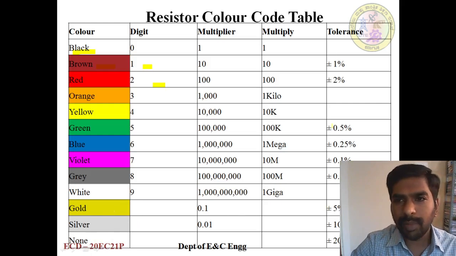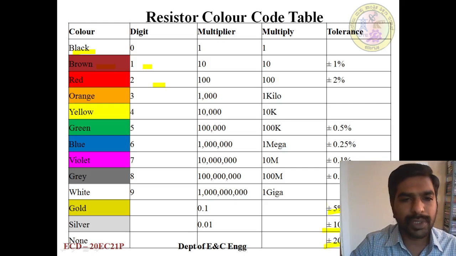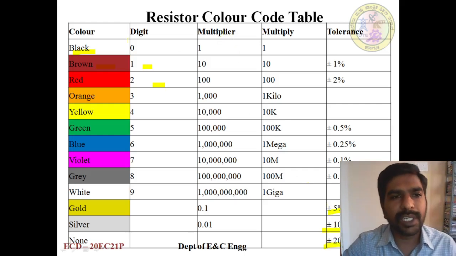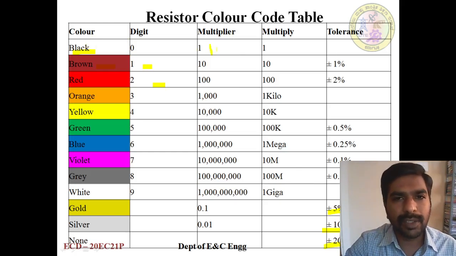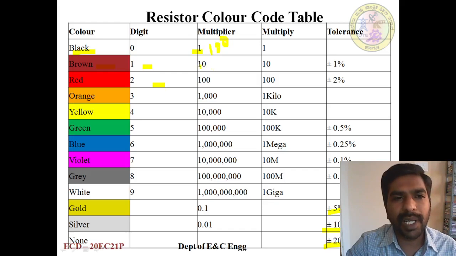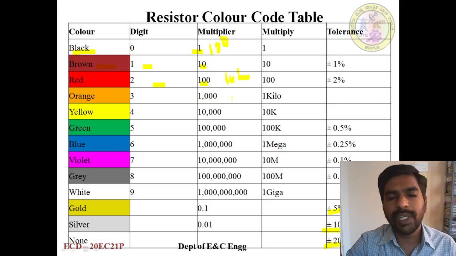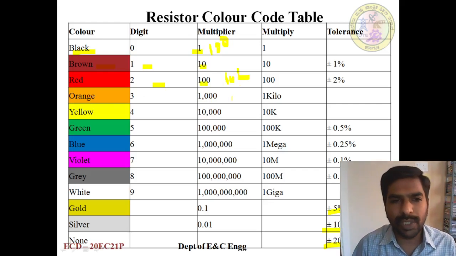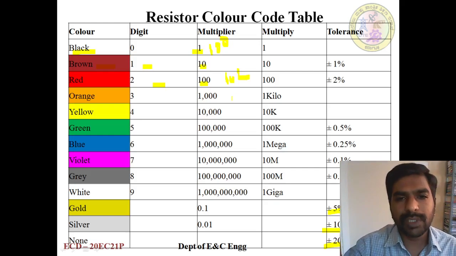The gold and silver represent tolerance also. Gold means plus or minus 5% tolerance. Silver represents plus or minus 10%, and none 20%. And multiplier means 10 raised to the power of 1, or 10 raised to the power of 0. Here black means 0, and 10 raised to the power of 0 is a value of 1. Brown is 10 raised to the power of 1, which is 10. Red, 10 raised to the power of 2, means 10 times 10, which is 100. Orange, 10 raised to the power of 3, is 10 times 10 times 10, which is 1000. Yellow, 10 raised to the power of 4, is 10,000.